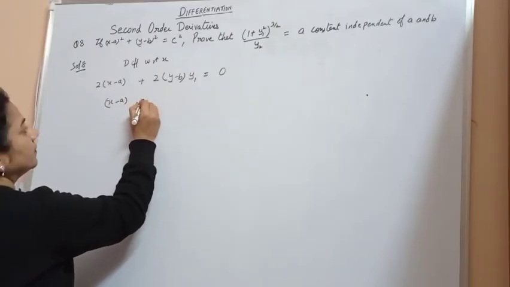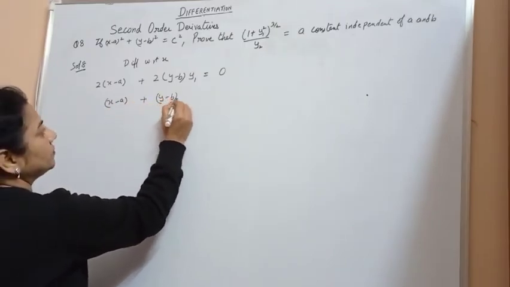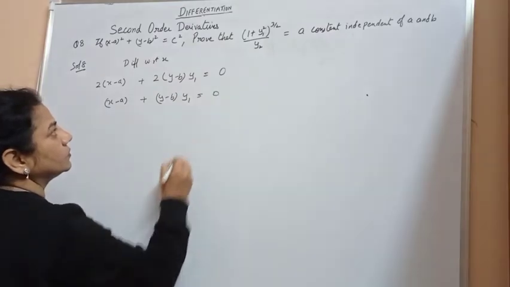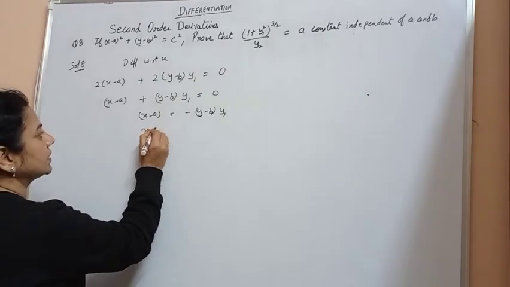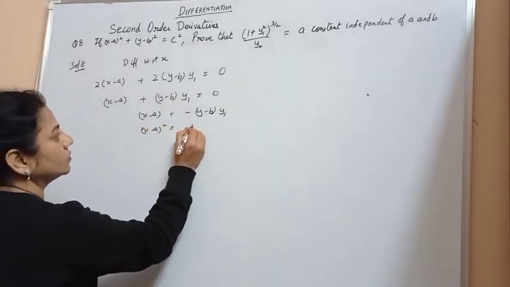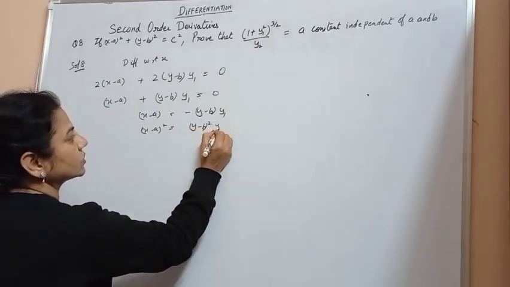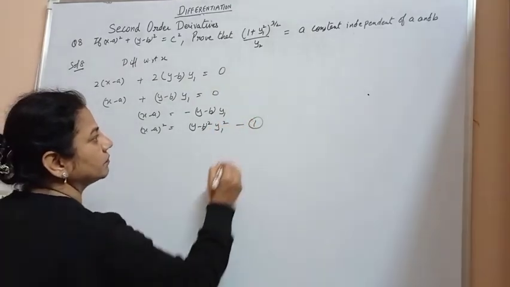Here I get x minus a plus y minus b y1 is equal to 0. So x minus a is equal to minus y minus b y1. Squaring both sides, x minus a whole square is equal to y minus b whole square y1 square. This is my first equation.